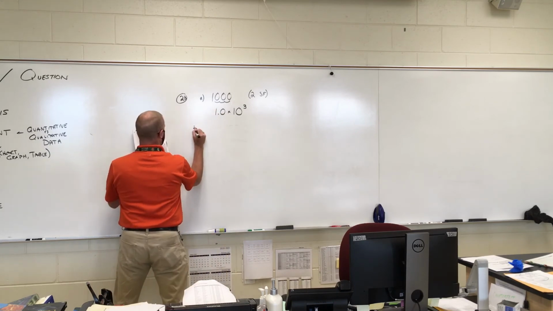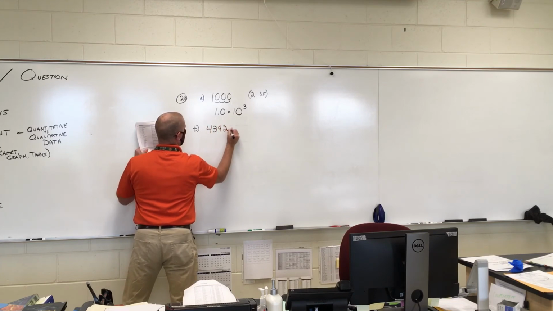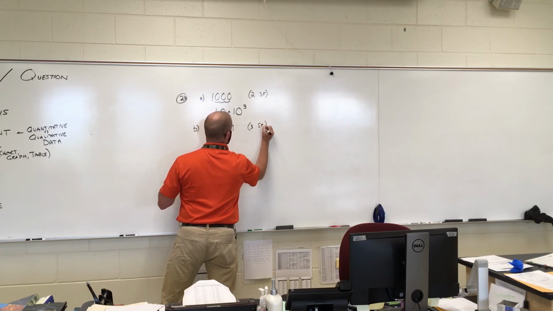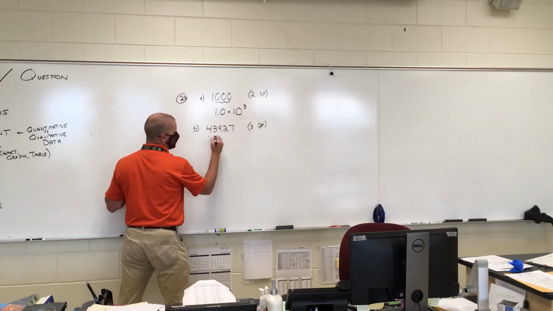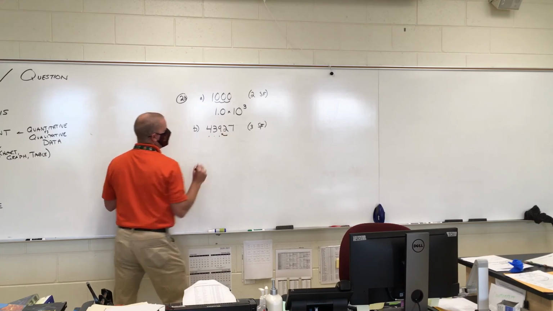B is 43,927. Okay, and it's asking you for 3 sig figs. So here we go. What ends up happening is yes for the 4, yes for the 3, yes for the 9. And so we look at how the 2 impacts that.